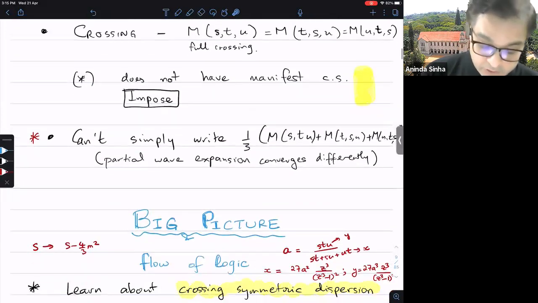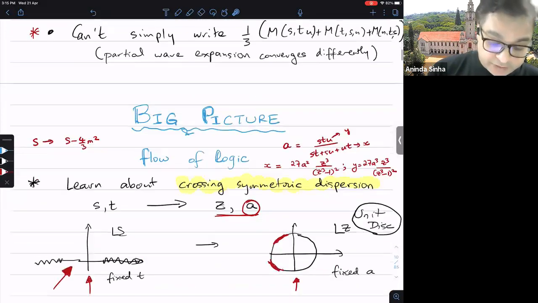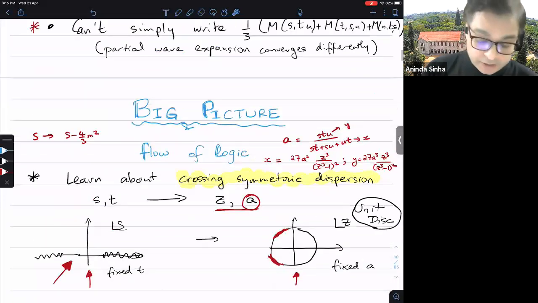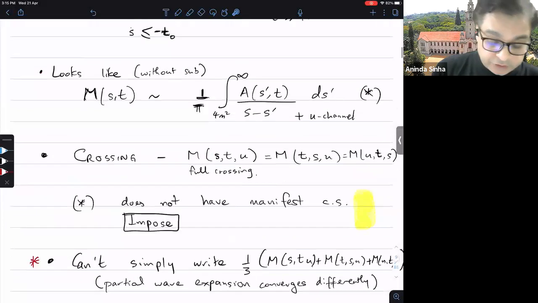Okay, so let me explain to you what the big picture here is. As I was telling you, it might get a bit technical and I don't want to lose you. So the big picture is the following. As I told you, this does not have manifest crossing symmetry. So it's hard to imagine how Feynman diagrams emerge on the right-hand side.